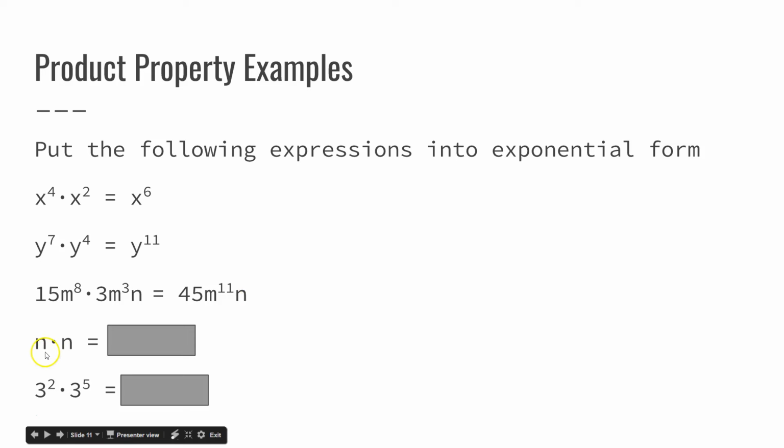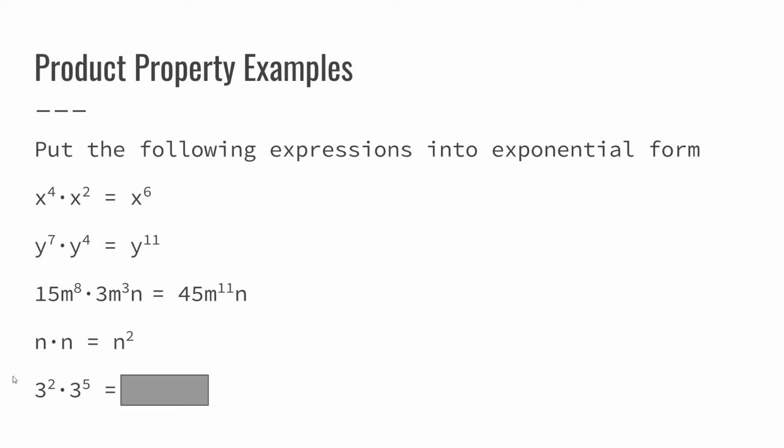Same thing down here, n times n. We talked about this in a previous slide. So that just means we have one n here, we have another n here, so together we have 2 n's. You could put, again, invisible 1's at the top.